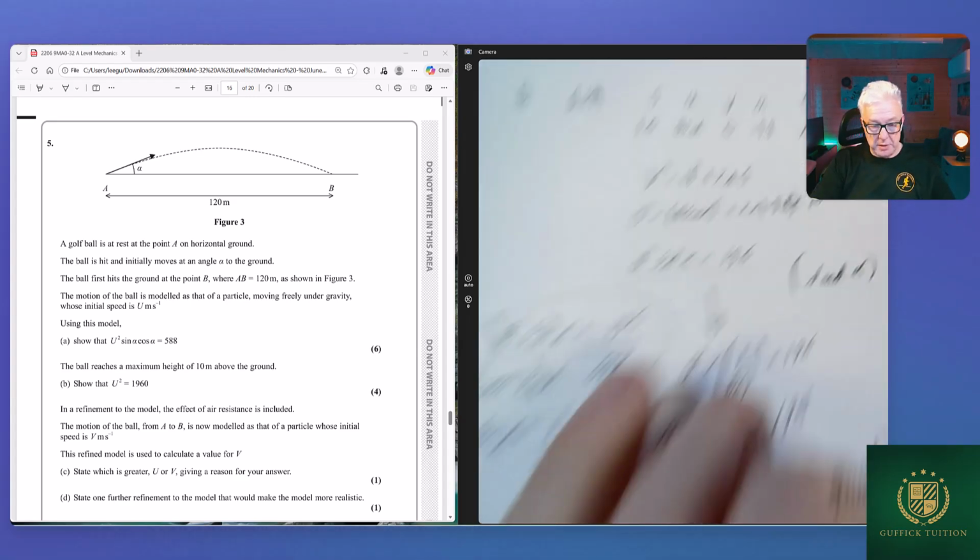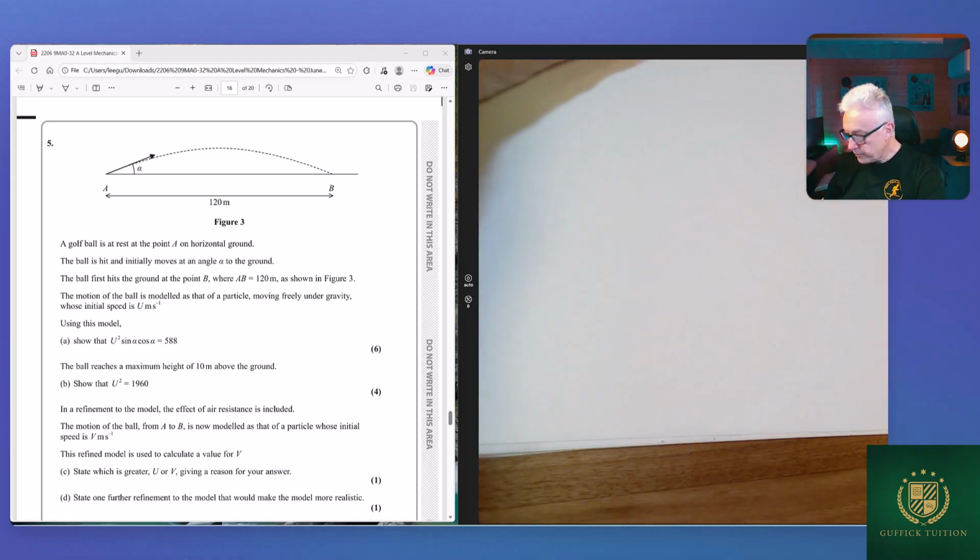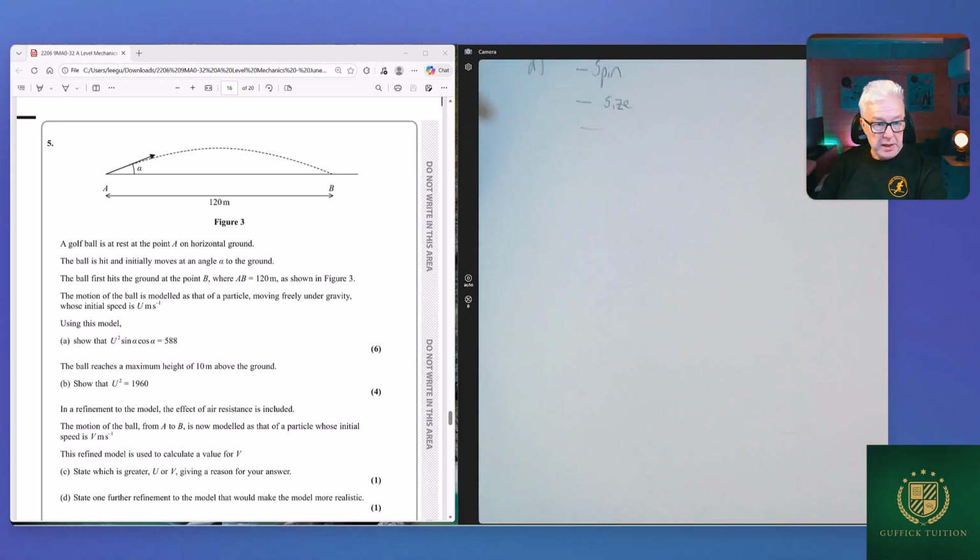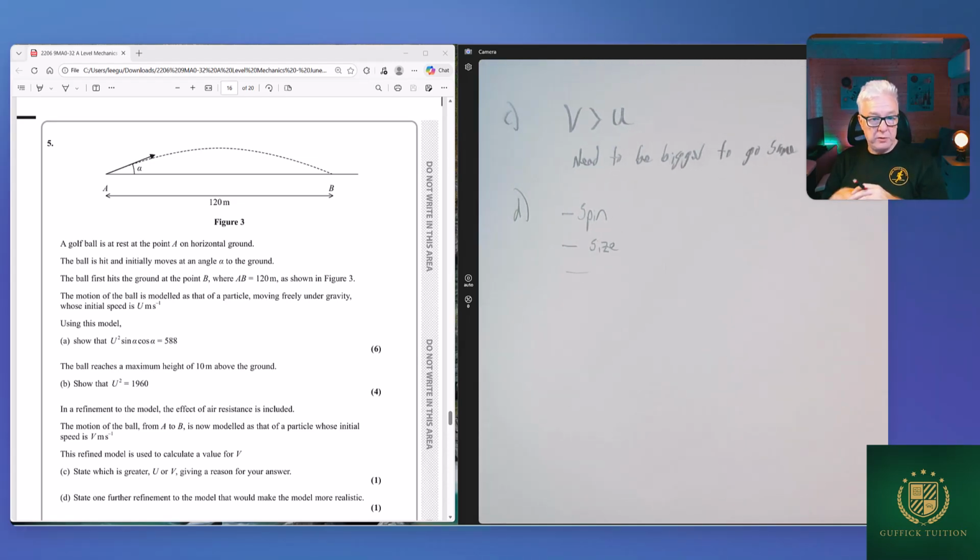Last two little bits, a couple of modelling assumptions. It says in a refinement to the model, the effect of air resistance is now included. The motion of the ball from A to B is now modelled as that of a particle whose initial speed is v meters per second. In this refined model is used to calculate a value for v. State which is greater, v or u, giving a reason for your answer.